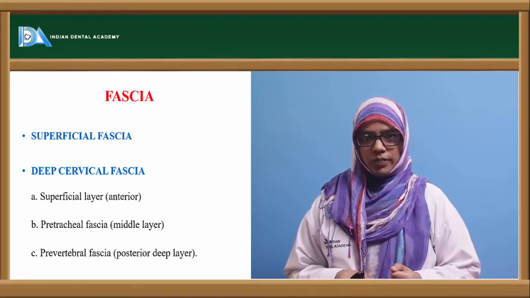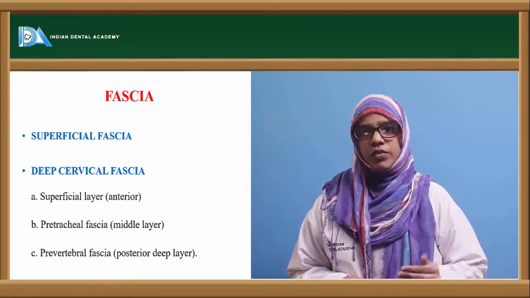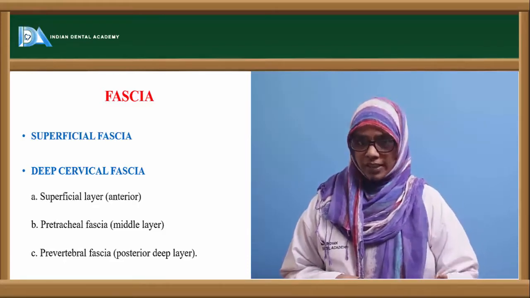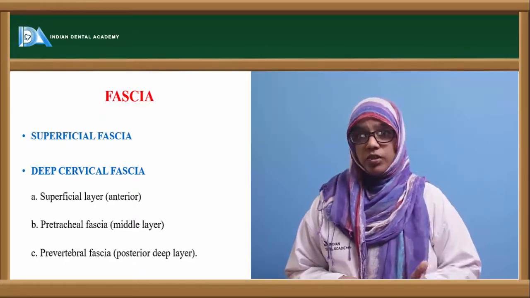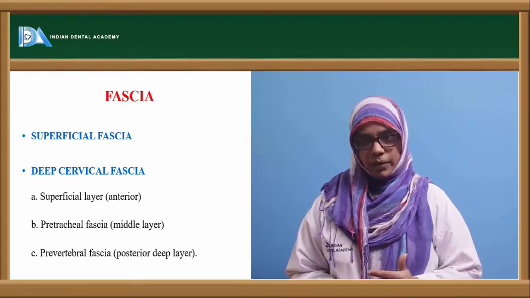deep cervical fascia. The deep cervical fascia is further divided into the superficial layer, that is the anterior layer, the pretracheal fascia, that is the middle layer, and the prevertebral fascia, that is the posterior deep layer.